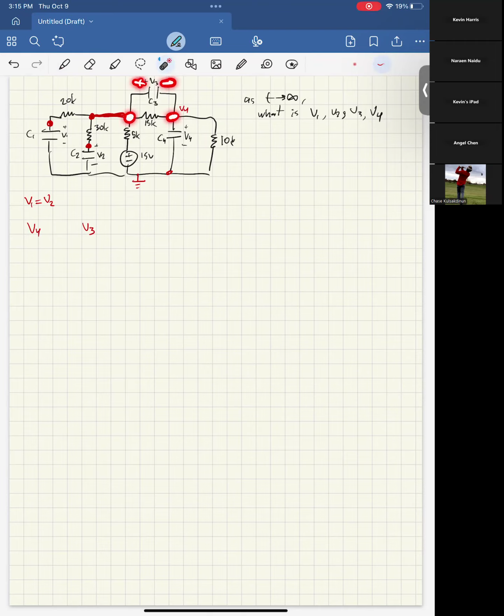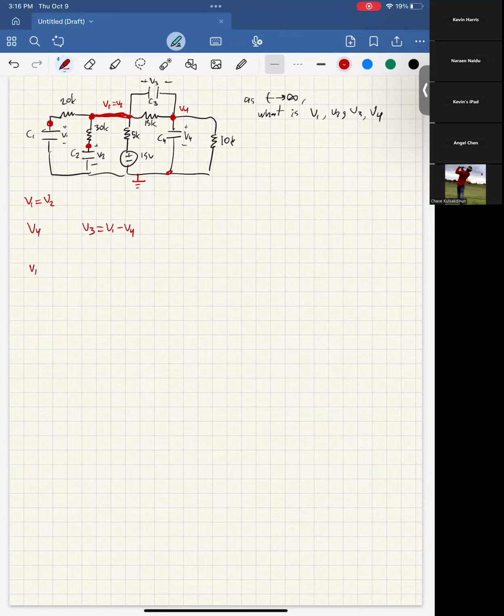Because you have a plus here and a minus here. You can imagine that if I was using a voltmeter to see the voltage across this 15K, that's what the voltage would be across that capacitor. So we can say V3 is going to be equal to V1 minus V4, since this is V1 equals V2, and that's V4. So really, we only need to find V1 and V4, and we can do that by doing some node equations.